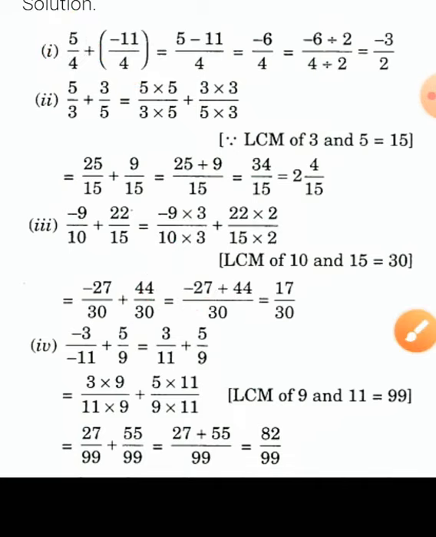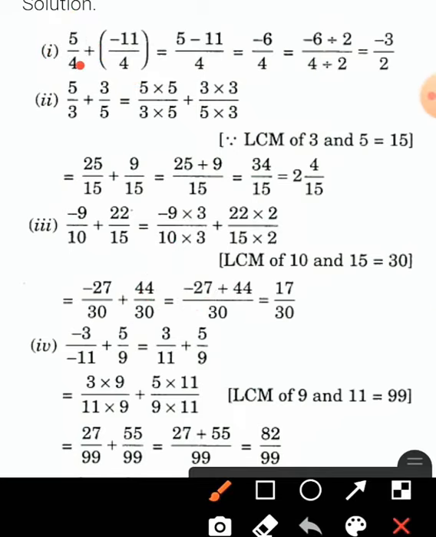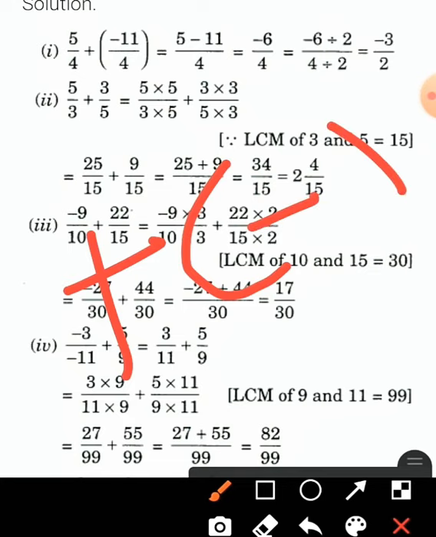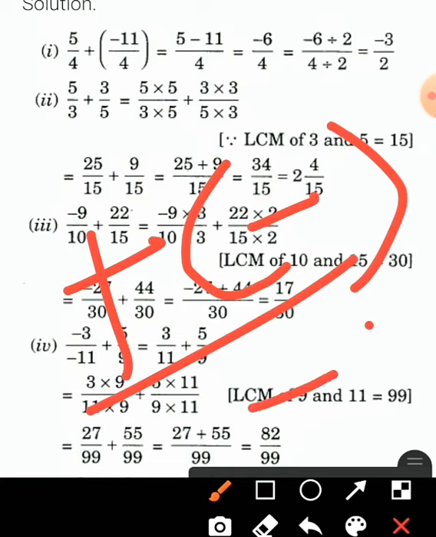Whenever two signs are given together, this is plus and then in bracket minus is given, so we need to apply the integers rule, plus into minus. Plus into minus is minus. Whenever two signs are given, the middle sign is plus and here a negative sign is given. So what will happen? Plus into minus is minus. So we will write minus in the middle.